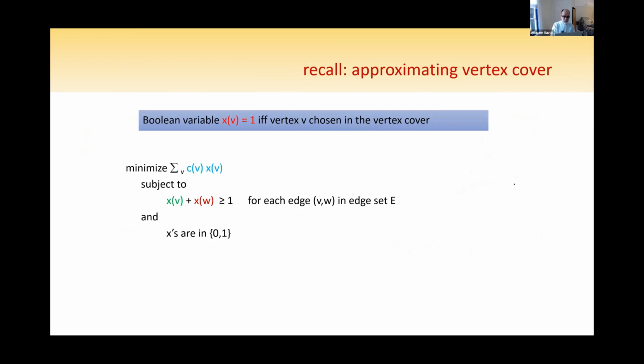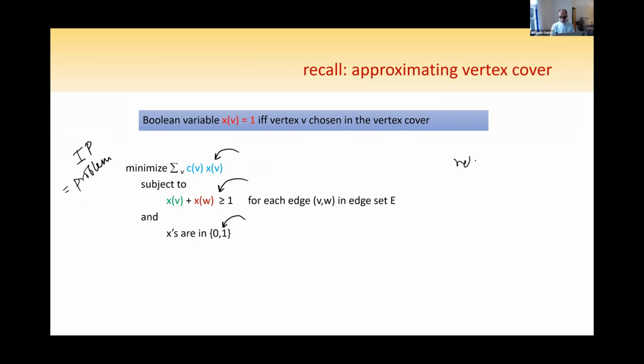We first write down the integer linear program. It says minimize the total cost subject to every edge being hit and every variable being chosen either to 0 or 1. X_v is 1 means the vertex is chosen, X_v is 0 means the vertex is not chosen. And this is really the problem that we want to solve. The standard vertex cover, no stochastic. Okay. How would we solve this?